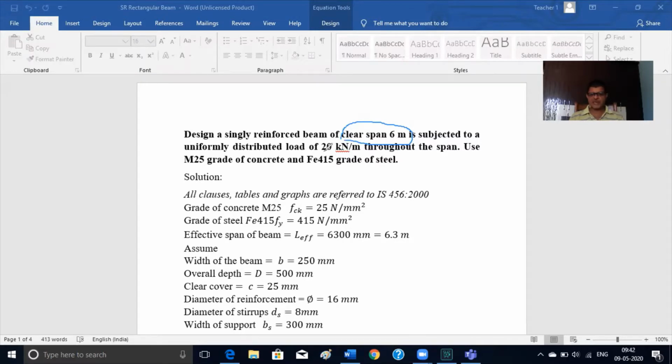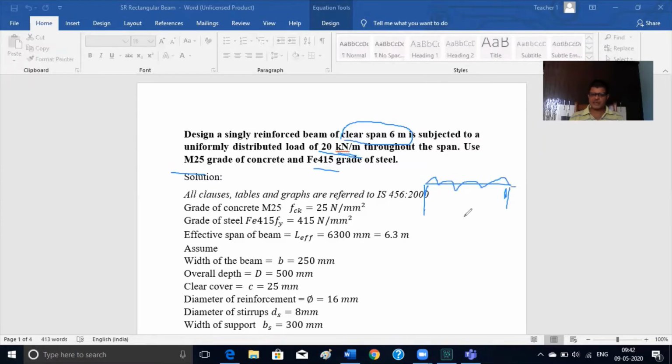Then the beam is subjected to a UDL of 20 kilonewton per meter throughout the span. Use M25 grade concrete and Fe415 grade steel. If any data is not given in the design, you are free to assume as per the Codal provisions. So what is the problem given here? This is a simply supported beam with UDL, and it has a width of support.